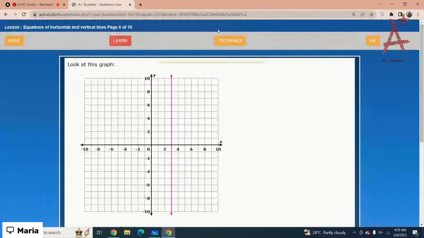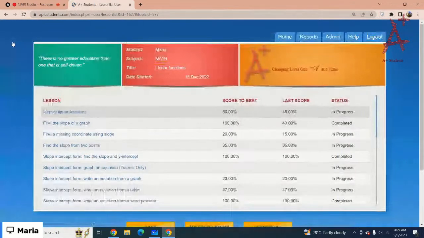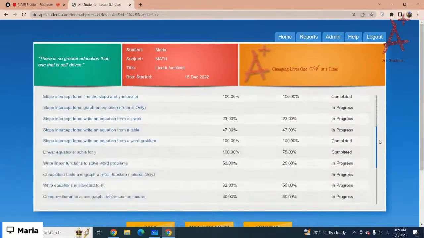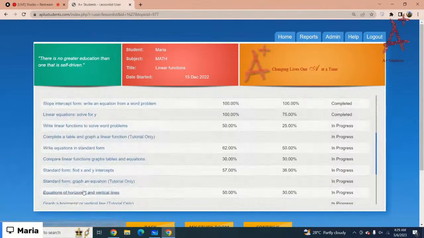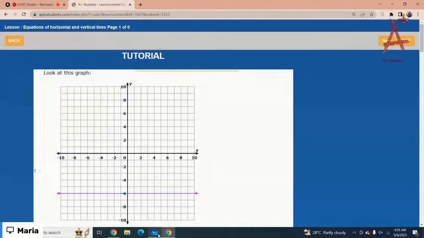Okay, you can complete the test by yourself later today. Let me just move on to the next lesson. Okay, and the next lesson is equations of horizontal and vertical lines.